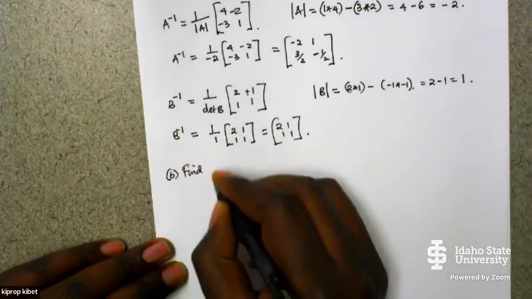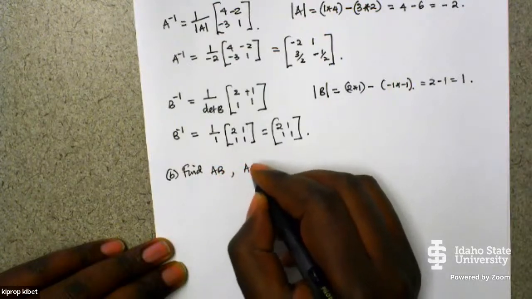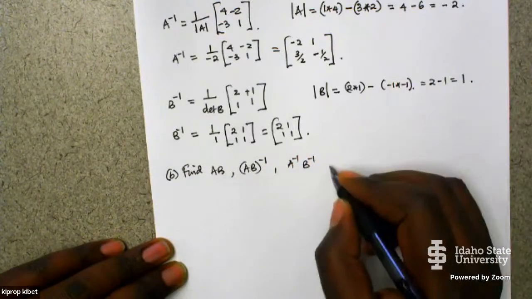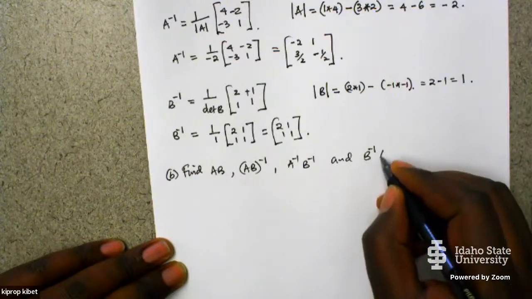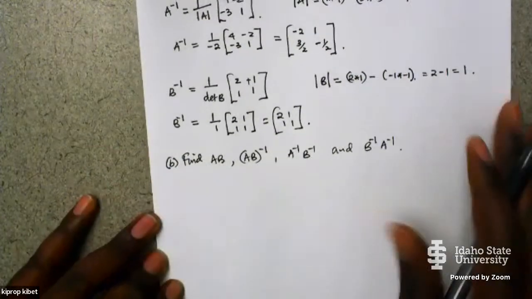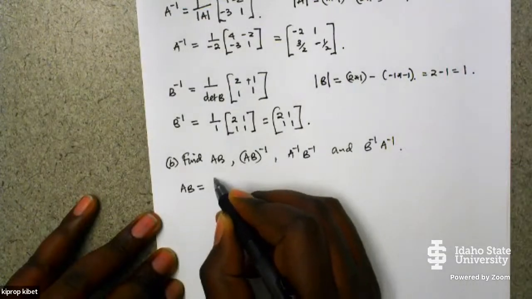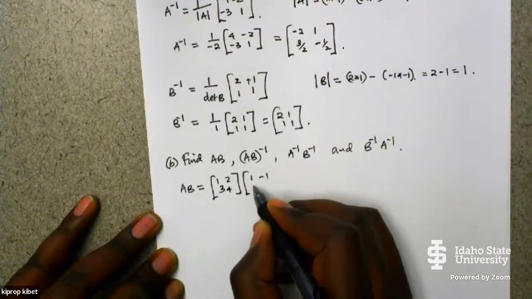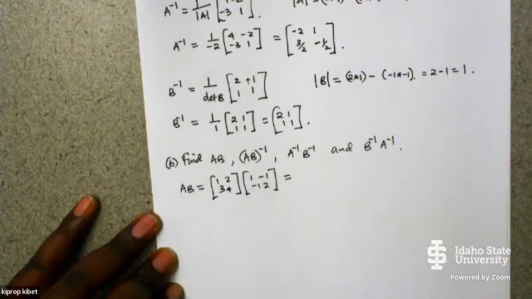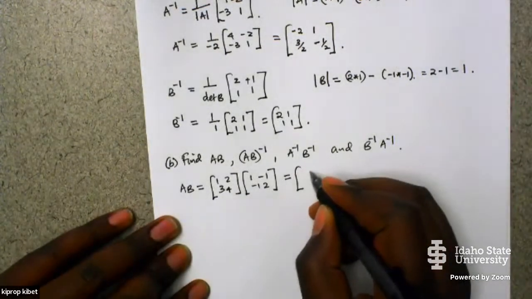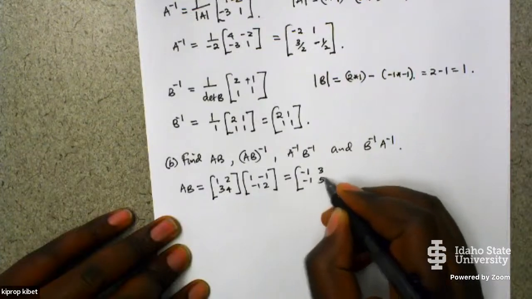Number B. Find AB inverse, A inverse B inverse, and B inverse A inverse. Okay, now let's get AB. So you multiply A and B. So AB is [[1, 2], [3, 4]] multiplied by [[1, -1], [-1, 2]], which gives us AB equal to [[-1, 3], [-1, 5]].